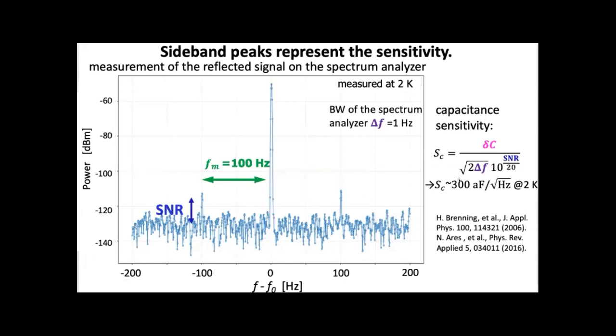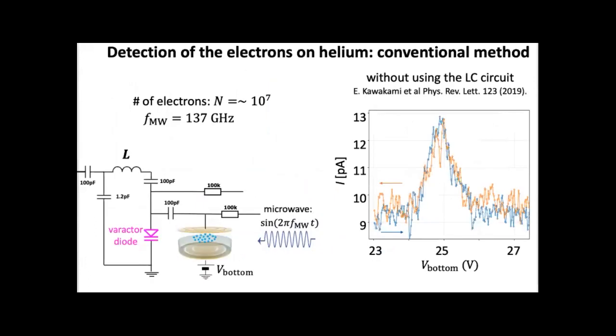Okay, but in any case, we measured 300 attofarad at 2 Kelvin and then 30 attofarad at lower temperature, which is just enough to detect the Rydberg transition of a single electron. So we are happy about that.